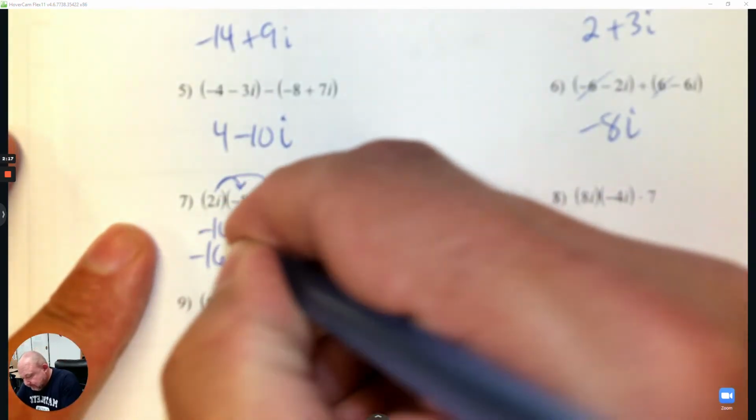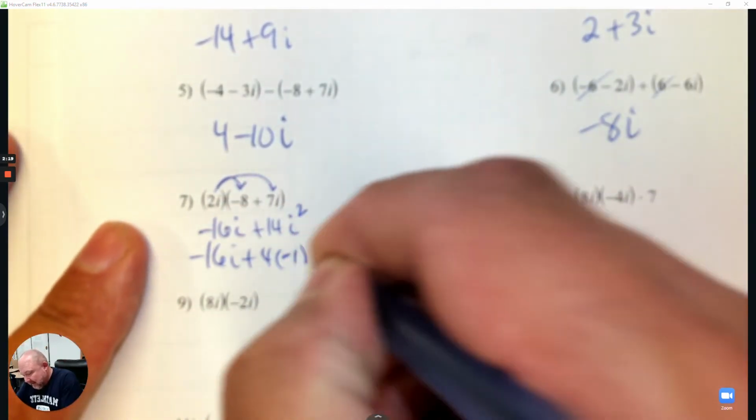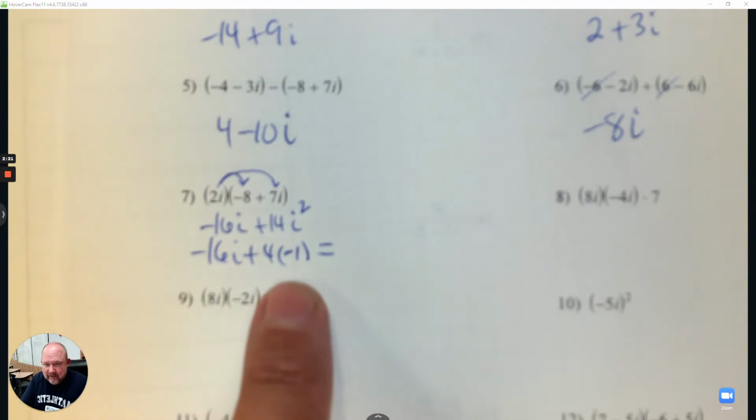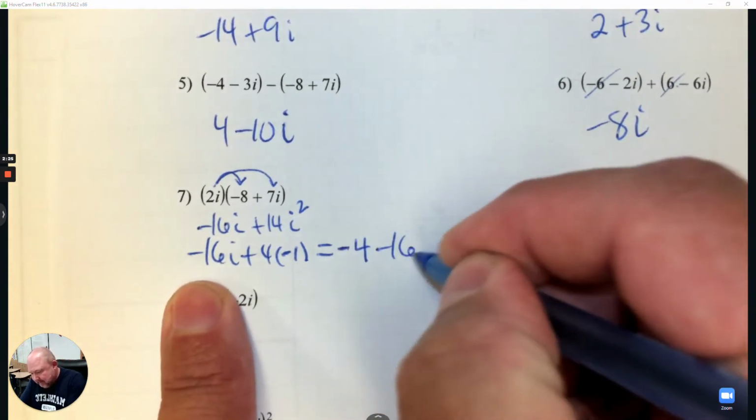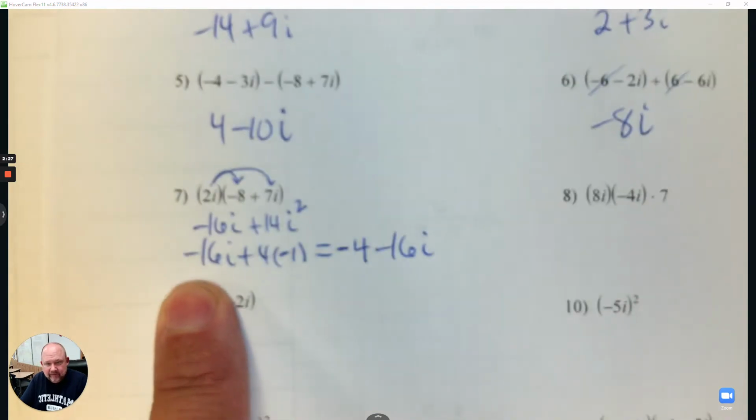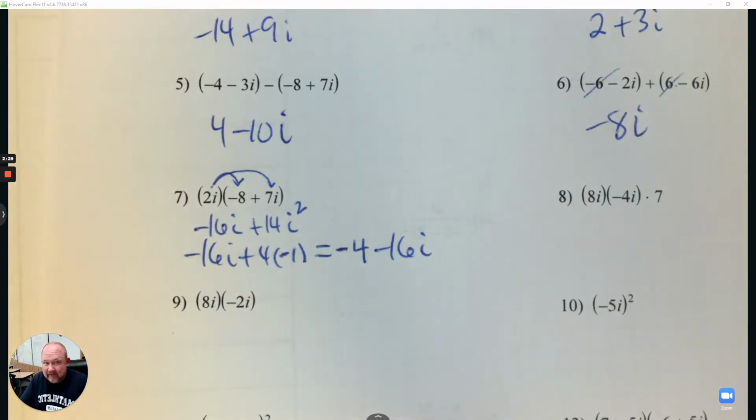So take out the i squared and put in -1. So we have, and I always put the real number first and then the imaginary number. And there it is. So we have to be aware of i squared.